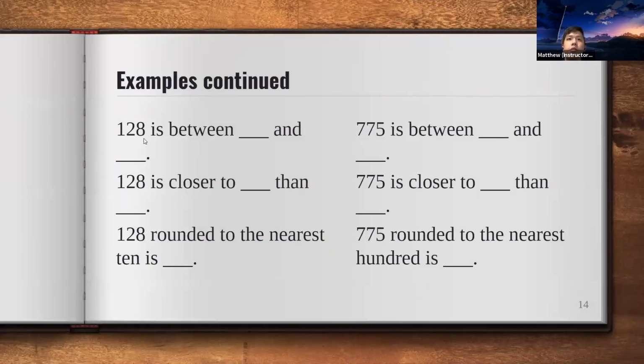Let's try some examples. 1 to 8 is between what two numbers? 1 to 8 would be between 120 and 130.